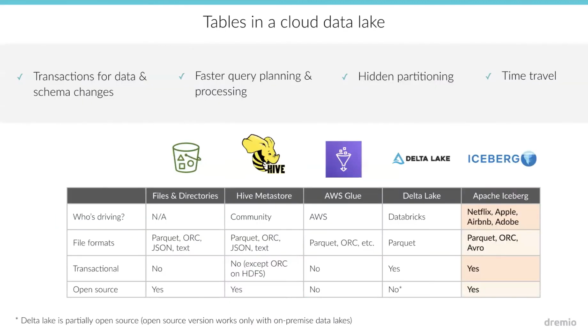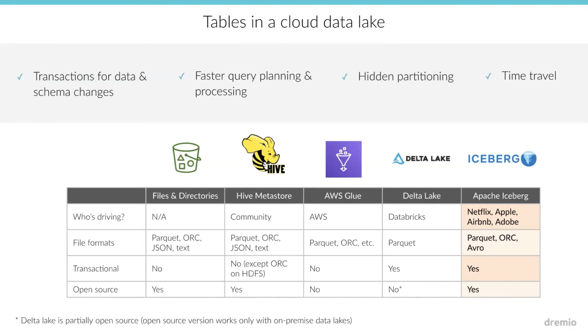So I want to talk a little bit about some of our tables in the cloud and how can you do this, and how are things being done today? So tables in the cloud, the ideal way to use tables in the cloud are tables that have some kind of transactions for data and schema changes. They have a way to make it so you can increase your query planning and processing. Hidden partitioning helps out with that. And then we have time travel, the ability to go back in time and look at data as it was at one specific point in time. So these different technologies already exist out there, and some of them are new and some of them are growing.